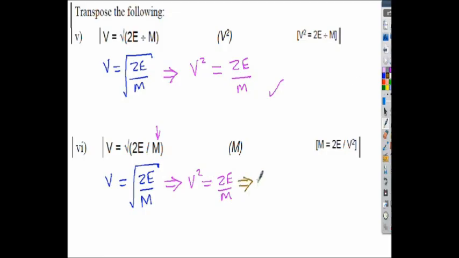So now I need to get my M into the top line to be the subject, so I'm going to multiply both sides by M. So V squared multiplied by M is equal to 2e. But I don't want V squared multiplied by M, I simply want the M, so I need to divide both sides by V squared. So my final step here is dividing both sides by V squared. So M is equal to 2e divided by V squared. And there's my solution.